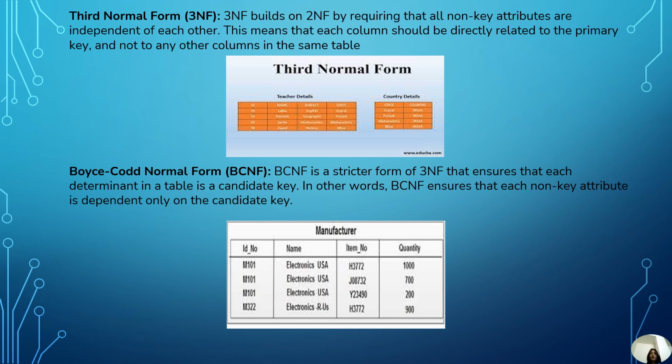Now let us talk about Boyce-Codd normal form. BCNF is a stricter form of third normal form that ensures that each determinant in the table is a candidate key. In other words, BCNF ensures that each non-key attribute is dependent only on the candidate key.